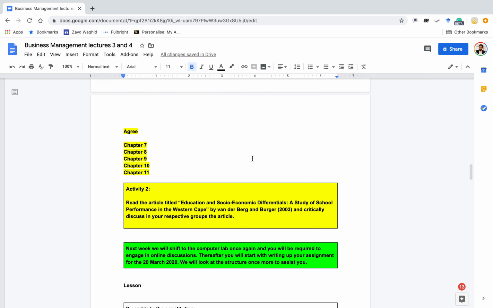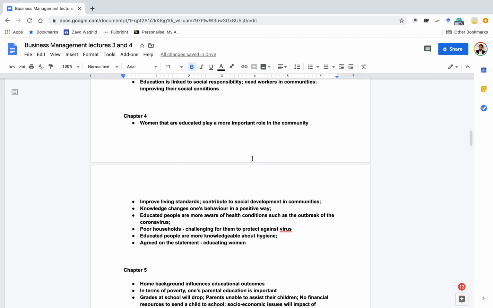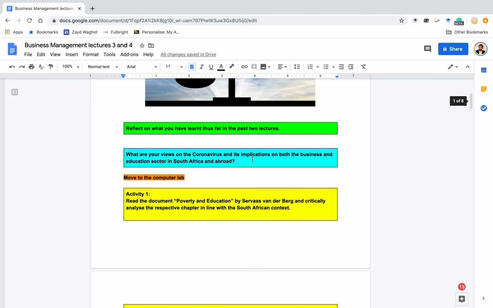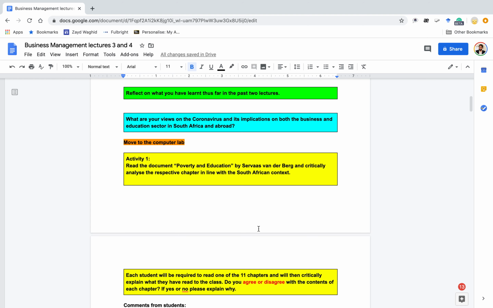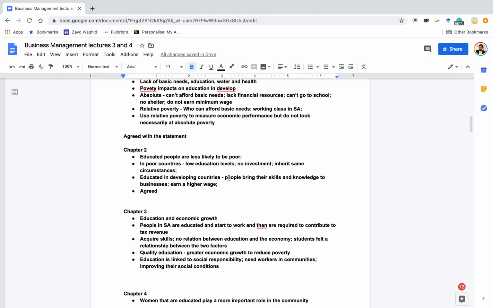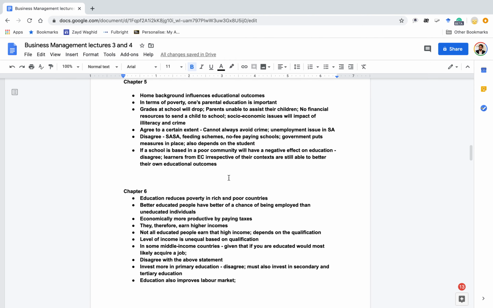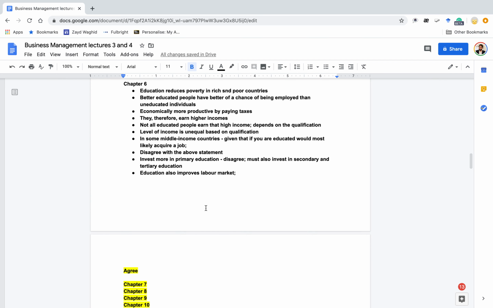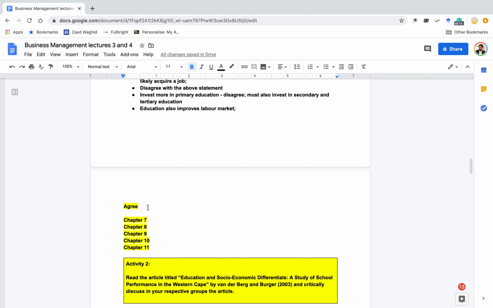In the last class that we had, we looked specifically at the document with regards to poverty by Servaas van der Berg, Poverty and Education, and then we had to critically analyze the chapter in line with the South African context. So this document will be made available on Blackboard, and most of the students completed the chapters from 1 to 6, and then there were some students that were required to complete chapter 7 to 11.